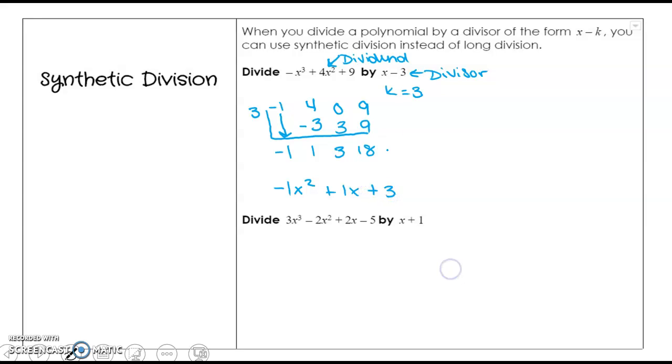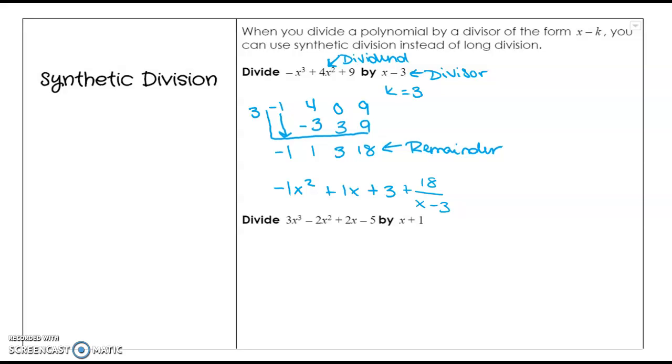And then we have this leftover right here. This 18 is actually our remainder. From our video yesterday, we wrote our remainders like this. We add them to our quotient, so we're going to add 18 over our divisor, which is x minus 3. And that is our quotient.